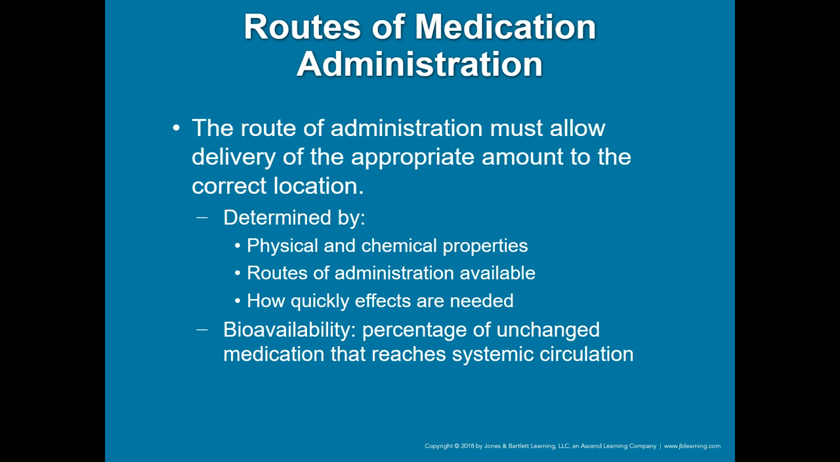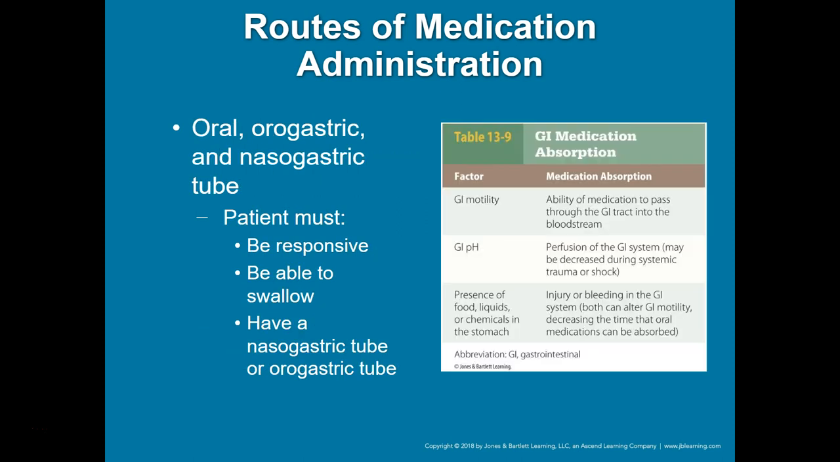Bioavailability is the percentage of unchanged medication that reaches systemic circulation. Technically, anything we give IV has 100% bioavailability because we're giving it directly into the circulation. Anything that you take orally, before it ever gets into systemic circulation, is filtered through the liver, so that bioavailability is typically a lot lower.